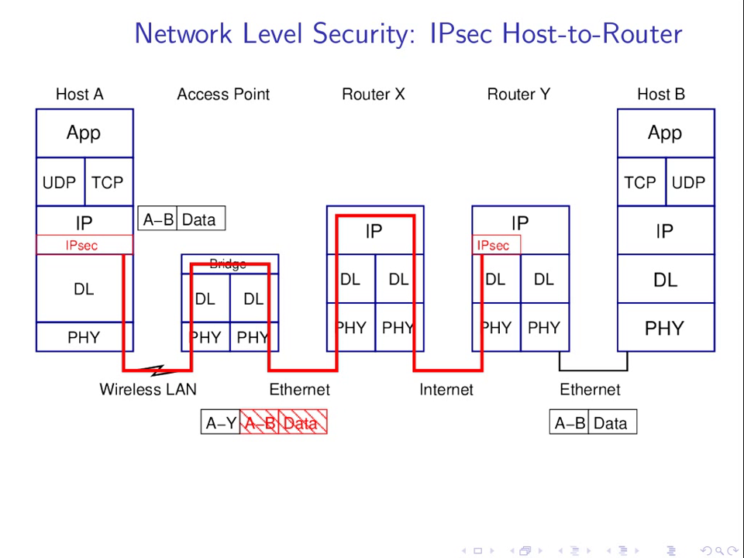Let's look at what the interceptor can learn. So let's focus on privacy. Let's say host A is a web browser, host B is some web server. If there was no encryption here, does the web server know who contacted it? What does the web server know about who requested the web page?